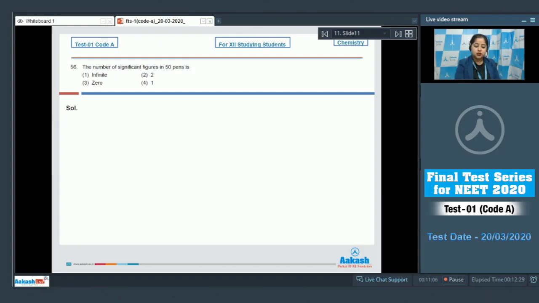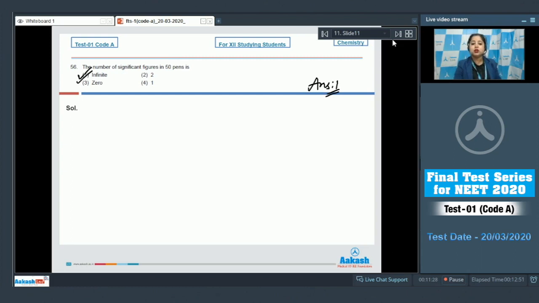Question number 56. Let's read the question. The number of significant figures in 50 pencils is? Students, for this question we need to know that counting the number of objects has an infinite number of significant figures. That means for this question the correct answer is option number 1.